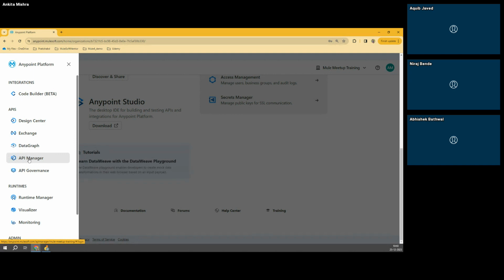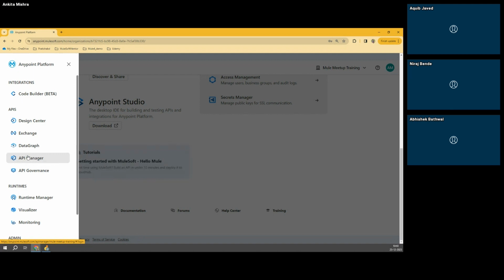And after deployment, you also have to manage the access, right? Access of the stakeholders. So all the access management can also be done in the API Manager. All right. So please make sure you know the differences between Runtime Manager and API Manager, because this is an important part from your certification exam perspective as well.